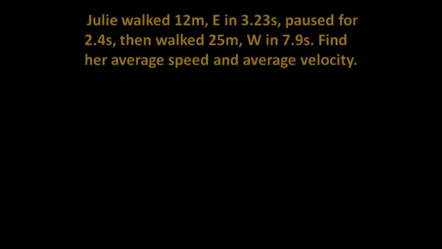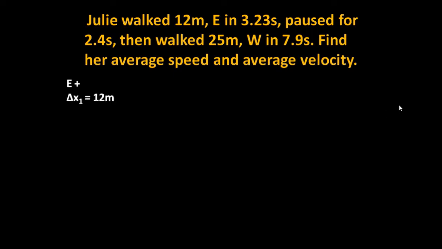So let's suppose that Julie walked 12 meters east in 3.23 seconds, paused for 2.4 seconds, then walked 25 meters west in 7.9 seconds. Find her average speed and average velocity. Well, let's see what we have. First, we choose our positive direction. East is positive. We also need to choose an origin. The origin is pretty obviously going to be where Julie started her walk. That makes sense?